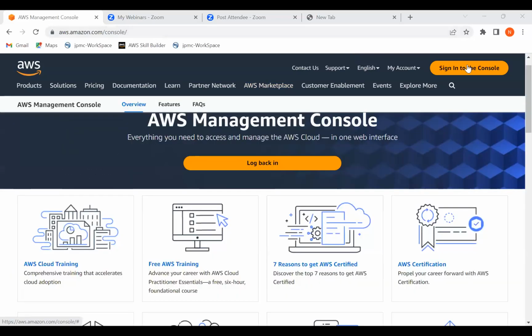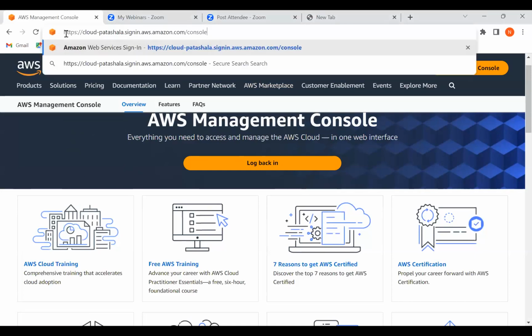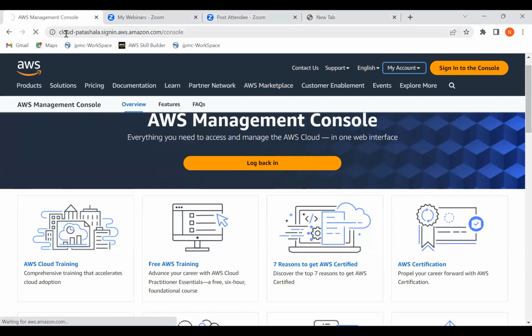Okay, so this is the AWS portal. You can see here we have a sign in to the console. Just for an example, I have taken this. It is open to all. You can also access it, but you have to create an account on your own.